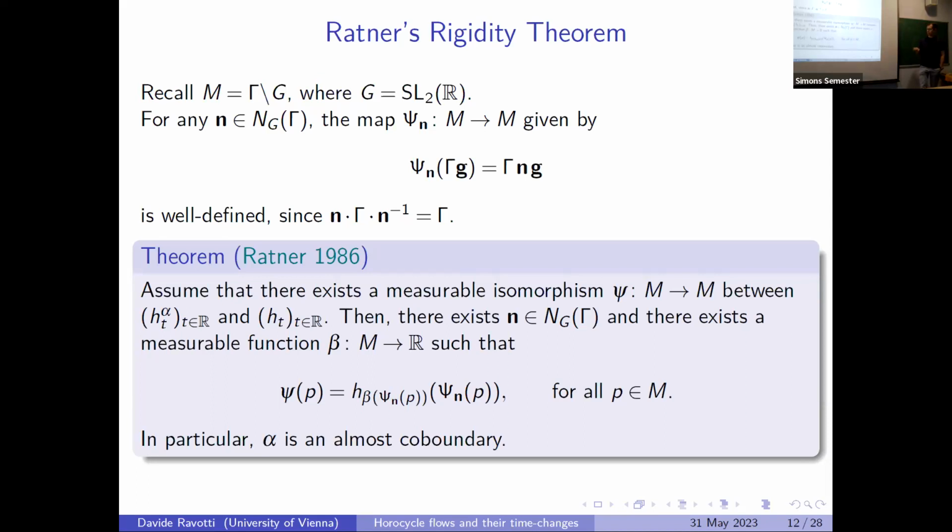But you can have one. I mean, if you define a map like this, you still obtain an automorphism. In particular, from this expression, you can deduce that the function alpha that induces your time change is a Moscow boundary, where beta is your transfer function.